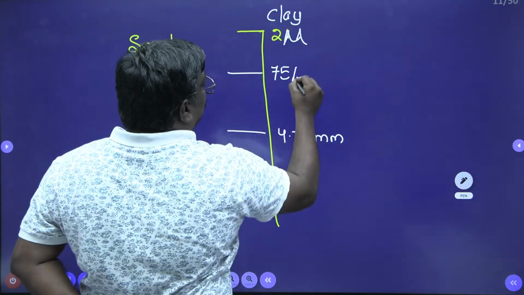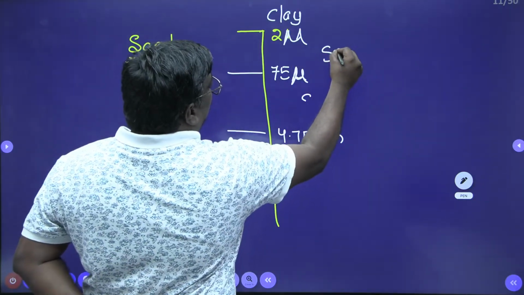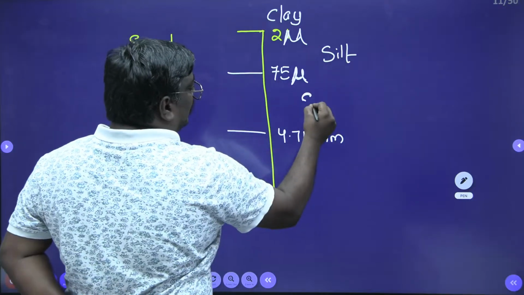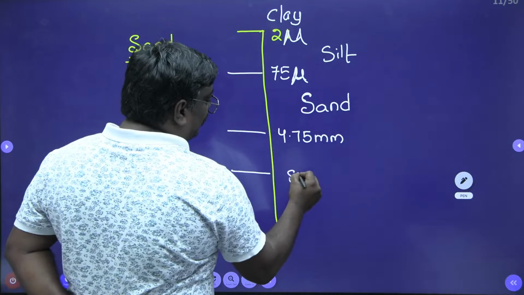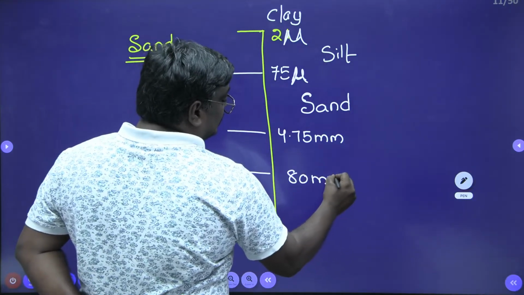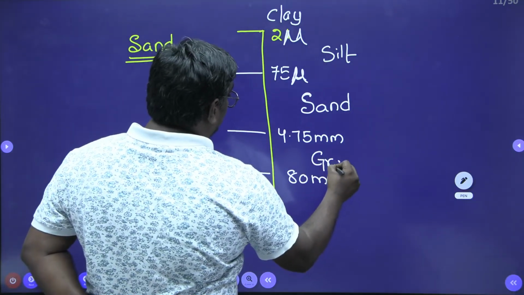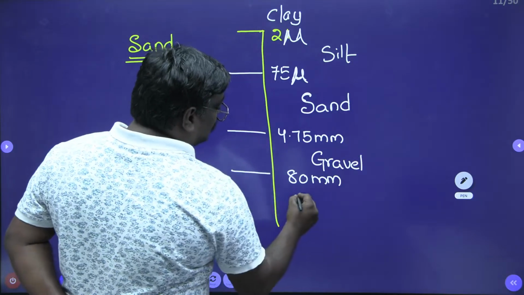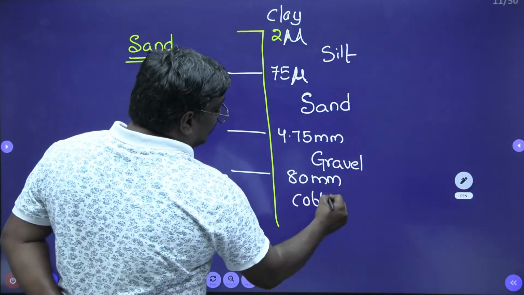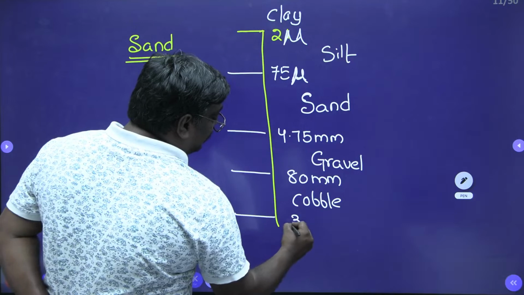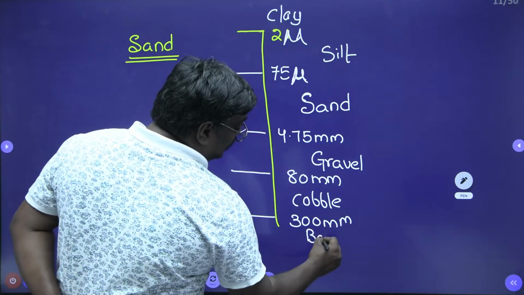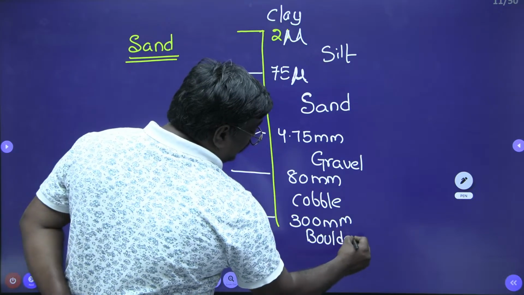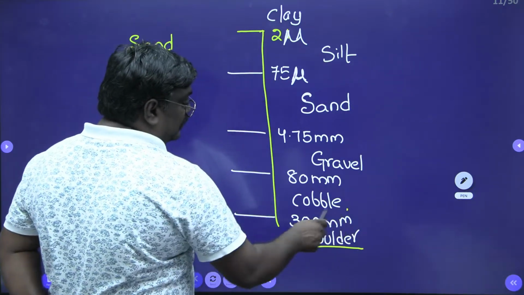2 micron to 75 micron, it is silt. 75 micron to 4.75 mm, sand. And 4.75 to 80 mm, it is gravel. More than 80 mm, it is cobble. And if we consider more than 300 mm, it is boulder. So here please see, this is boulder, this is cobble, this is gravel, sand and silt.